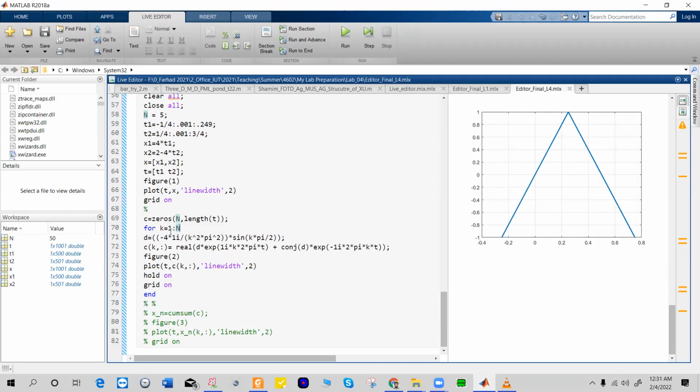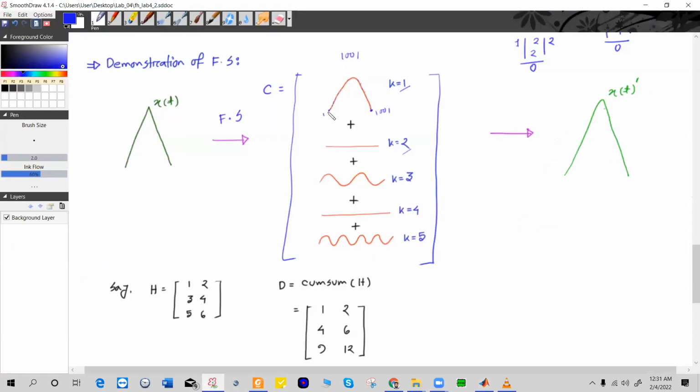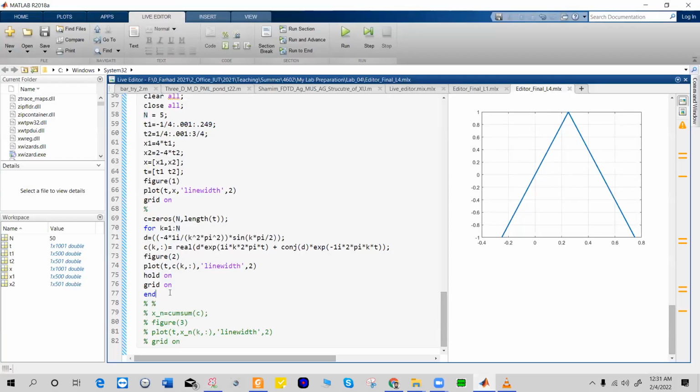Again k will be equal to 2, and then this will be added. So at first for k is equal to 1, after the summation this data will be available, and then we will plot it. Again for k is equal to 2, this data will be available, we will plot it. K is equal to 3, same case. So let's run up to this now.